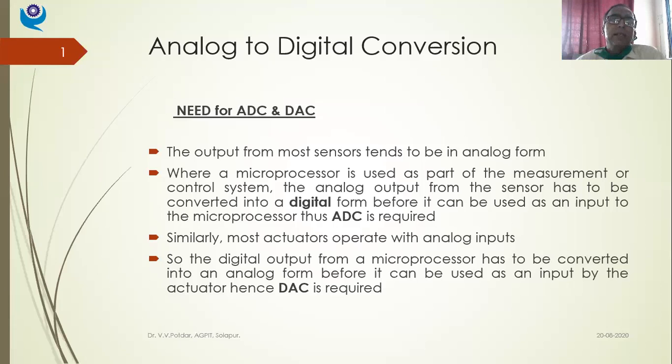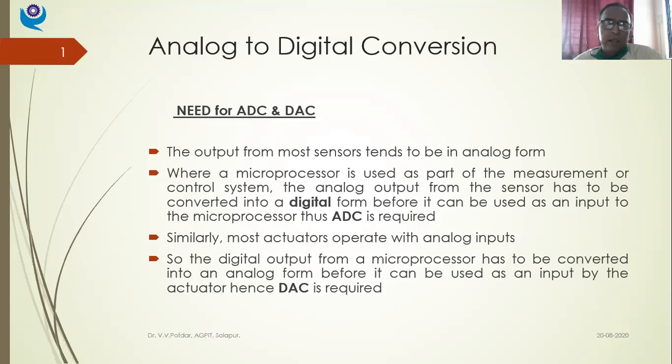Now, as we discussed yesterday, suppose these analog signals are to be given to a microprocessor or a microcontroller, which is our control element. And the microprocessor or microcontroller can receive only digital signals, but my sensors and transducers are generating analog signals. So these analog signals need to be converted into digital form. So that's how ADC is required.